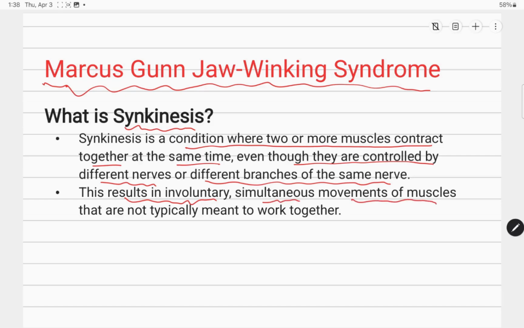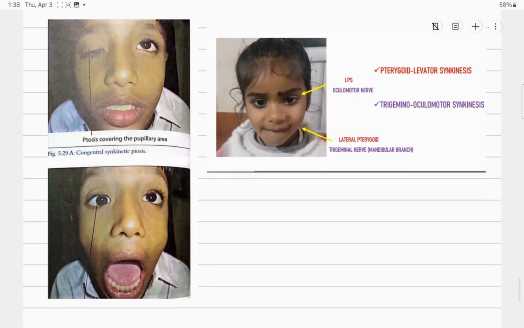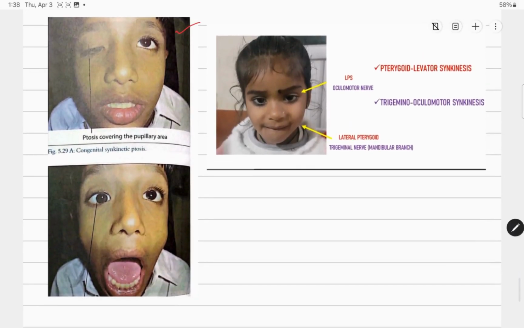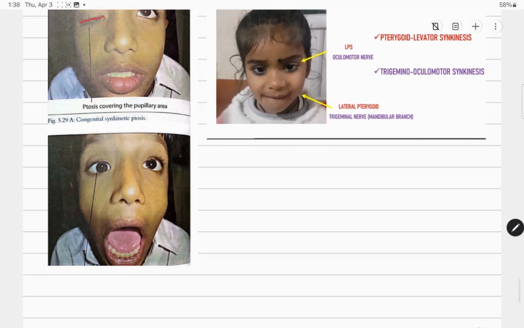So this is synkinesis. Now as you can see in this picture, in the first condition, there is ptosis. As you can see, the eyelid is at a lower level. Now when the child opens his mouth, there is no ptosis, or the ptosis vanishes.